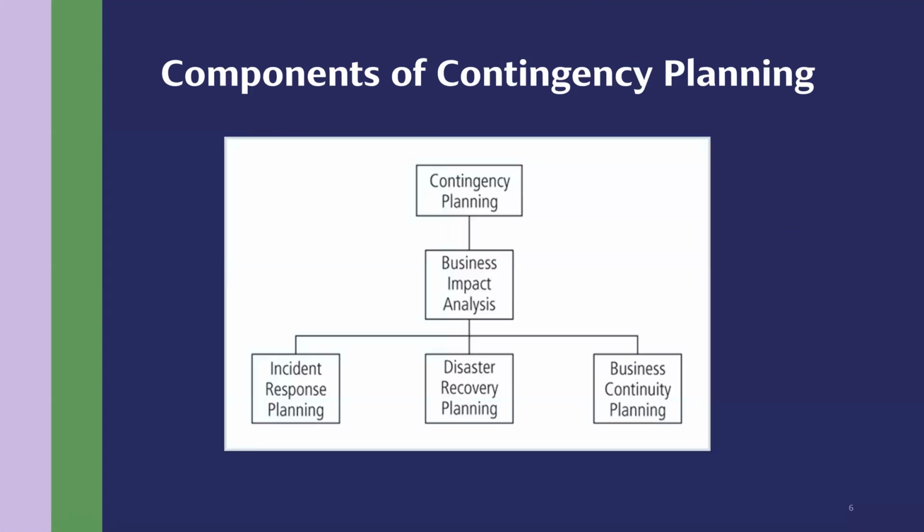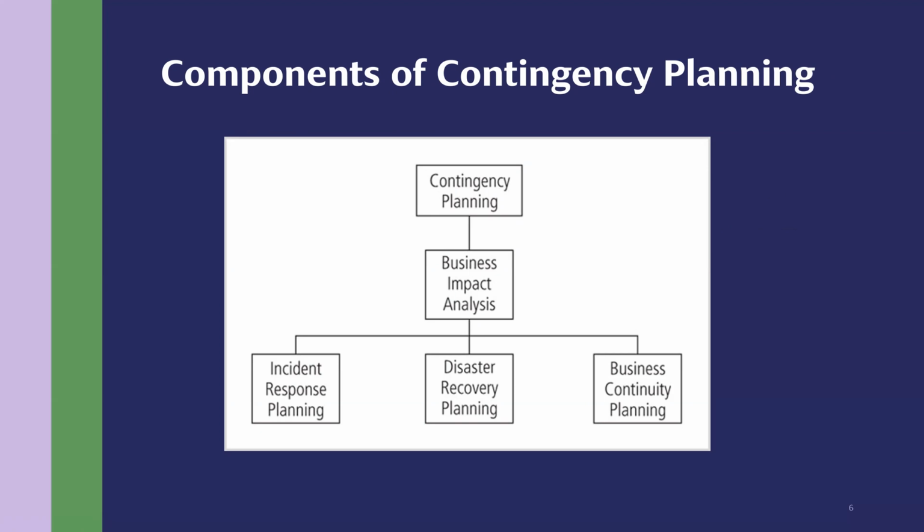So these are the main components of contingency planning. There are three main parts. First is incident response planning, second is disaster recovery planning, and third is business continuity planning. But in order to go to incident, disaster, and business, the first thing is that we have to perform a business impact analysis.